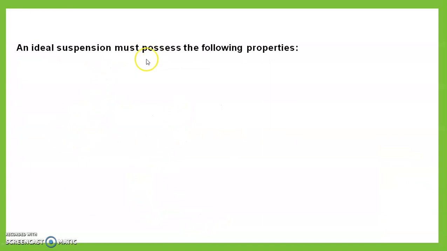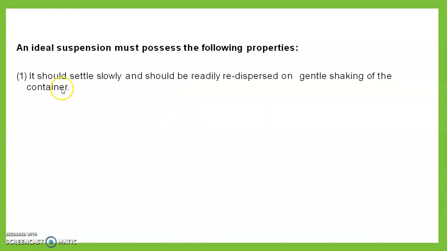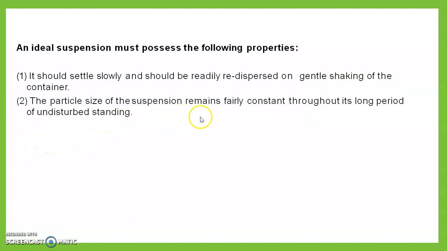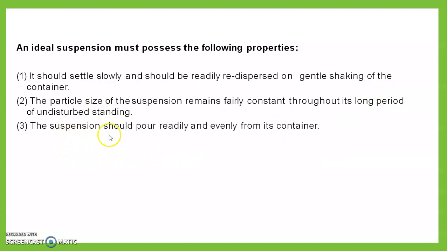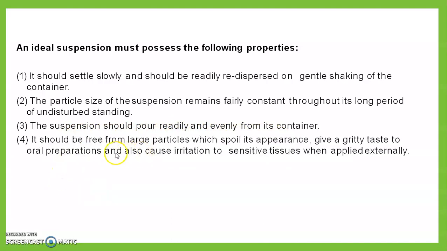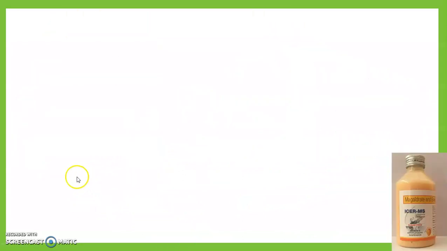Then we see the qualities or properties of an ideal suspension. It should settle slowly and should be readily redispersed on gentle shaking of the container. The particle size of the suspension should remain fairly constant throughout a long period of undisturbed standing. The suspension should pour readily from its container. It should be free from large particles, which spoil its appearance, give a gritty taste to the preparation, and also cause irritation to sensitive tissue when applied externally.